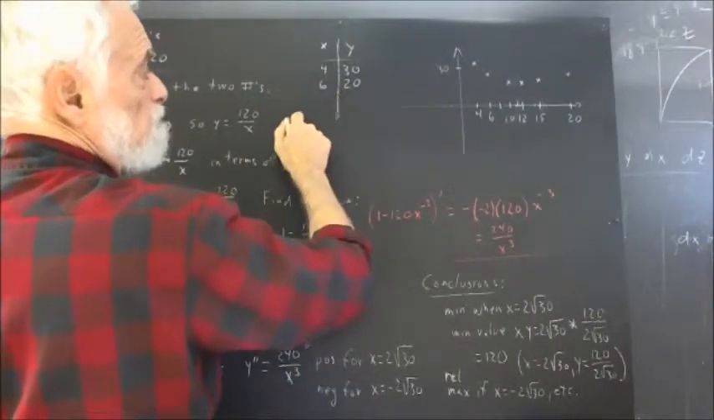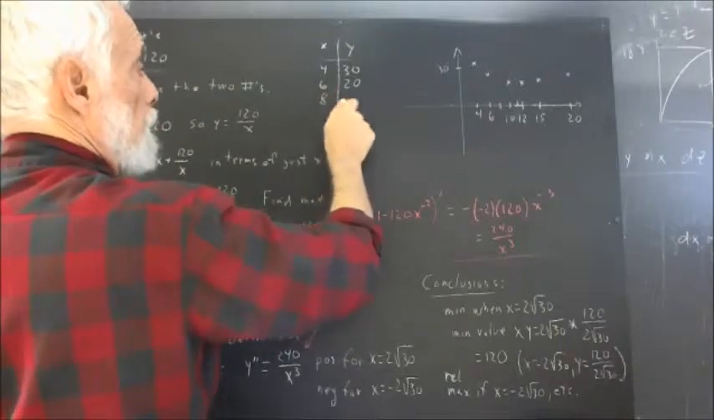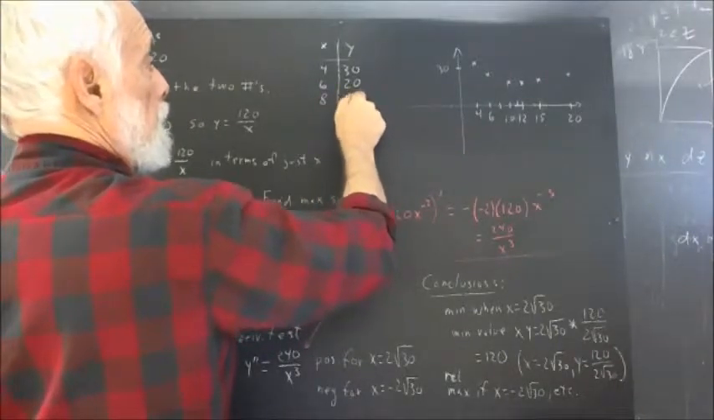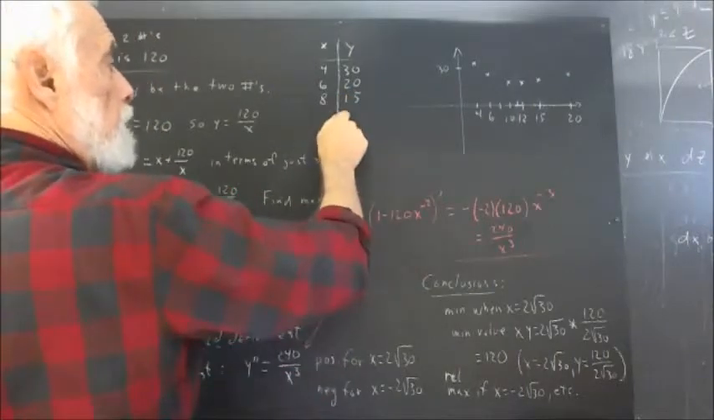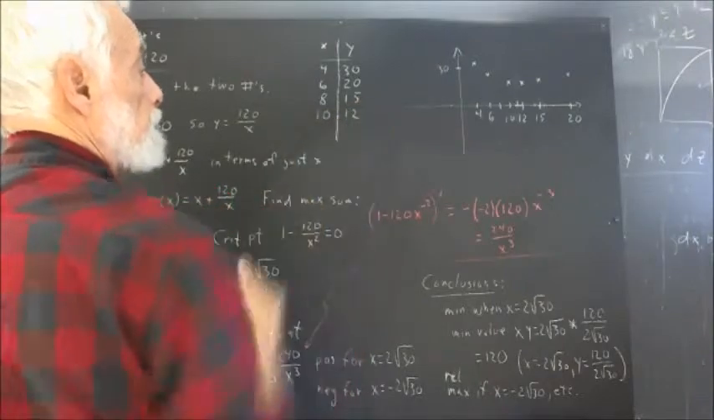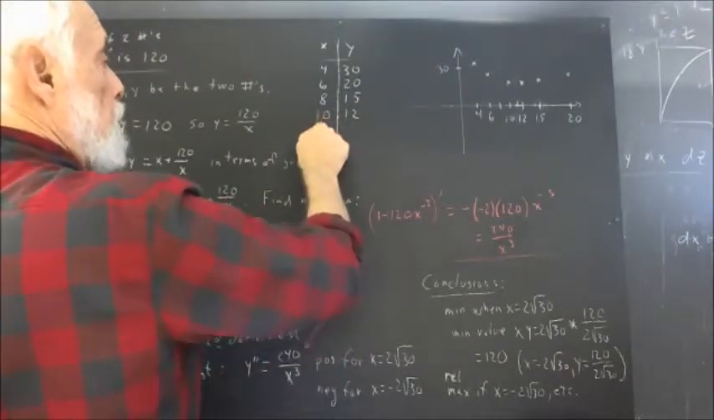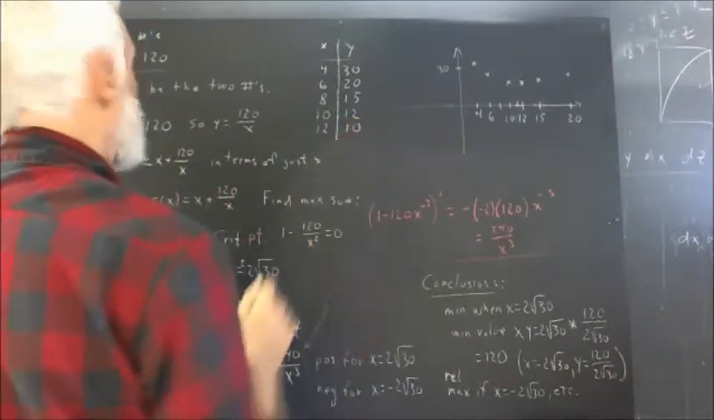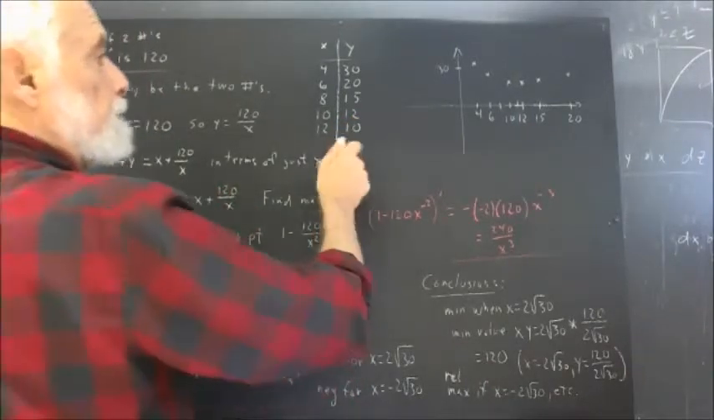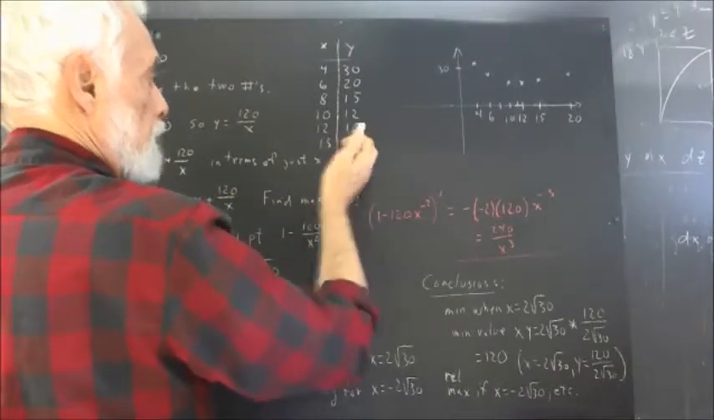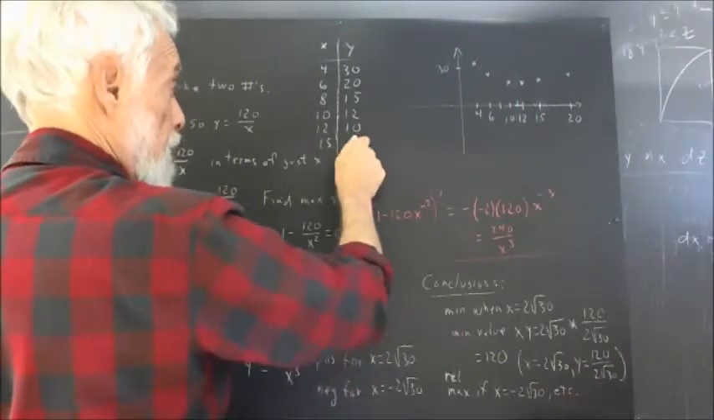Let's say we divide 8 into 120. We would get 15. We could divide 10 into 120, we'd get 12. We could divide 12 into 120, we'd get 10, and so forth. Let's go to 15. We divide 15 into 120. What do we get? We get 8.